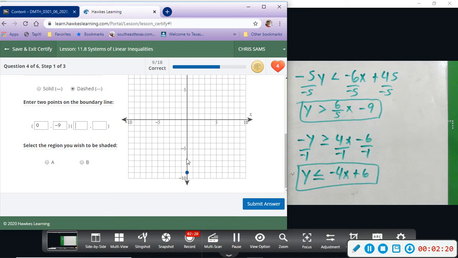So negative 9 will put us at negative 3. And then we're going to go right 5. So this point here, that would be positive 5, negative 3 in that order. Positive 5 for x, negative 3 for y. And that will give us our graph. And this says greater than, so we're going to shade above the line, so that would be A.